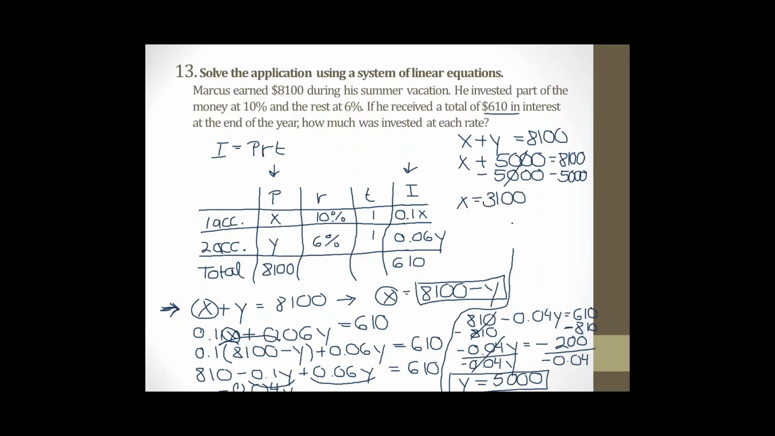Okay, referring to the problem now, this means that my first account, which was at 10%, so that was x, the principal that Marcus put in that account was 3,100, and then in the second account, which was at a rate of 6%, the amount he put in that account was 5,000.